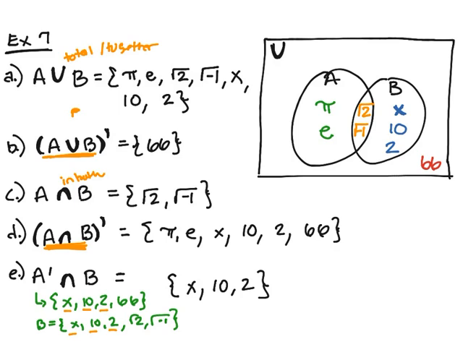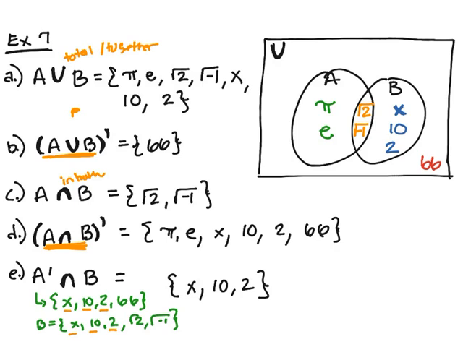Where did I lose you yet? Now, what I wrote down there was not A. That's complement A. I wrote this arrow to show complement A. That's what complement A is. Y'all told me that's what? Everything that's not in A, right? That's why I got the X, the 10, the 2, and the 6, 6.